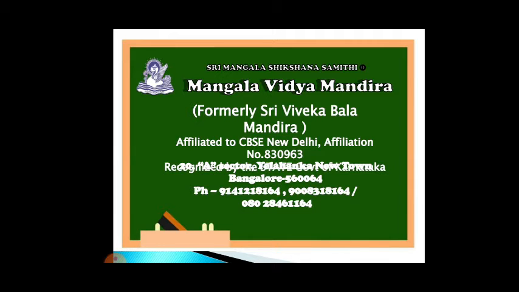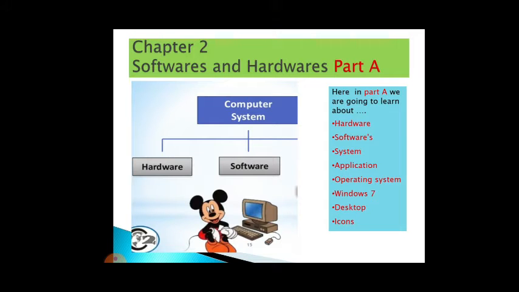So I'll be starting with the new chapter, that is softwares and hardwares, part A. So computer system is divided into two things, that is hardware and software. So in part A we are going to learn about hardware, softwares, system. What is system? Then what is application? There are the two types of softwares, that is system software and application software. Then what is operating system and what is Windows 7, desktop and icons.